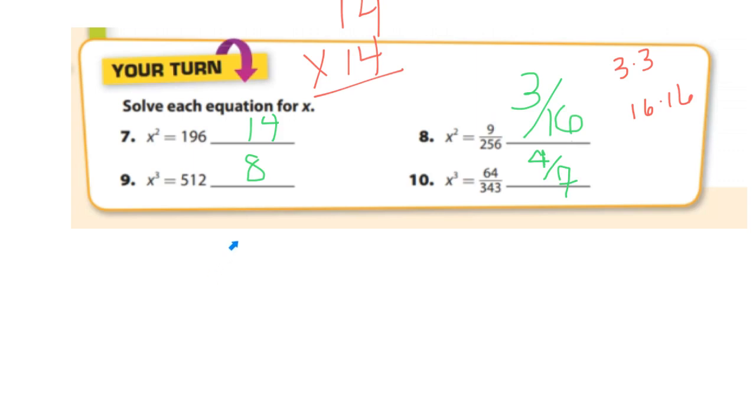Next up, what number multiplies by itself 3 times to give you 512? And that number is 8. 8 times 8 gives you 64. 64 times 8 gives you 512.